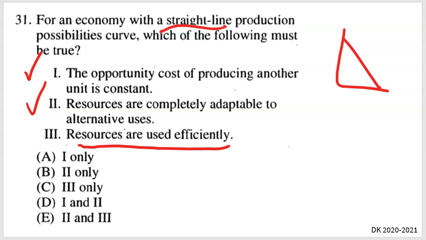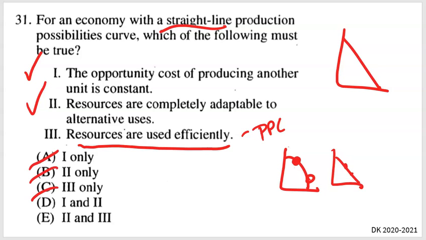Resources are used efficiently if you're on any type of PPC, whether you have the concave bowed out PPC or you have the constant opportunity cost PPC. As long as you're on the curve, you are efficient. So we know A, B, and C are incorrect. We know D is the correct answer here. In my opinion, 1, 2, and 3 are all correct here, but it's just the way the question was worded, which is why I think this is a poorly written question.